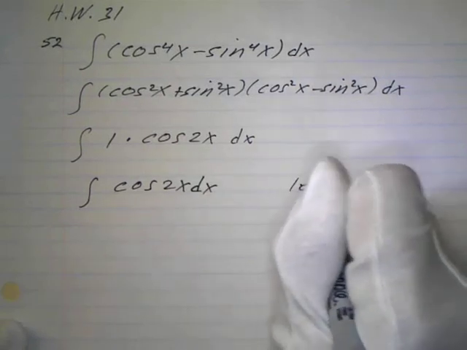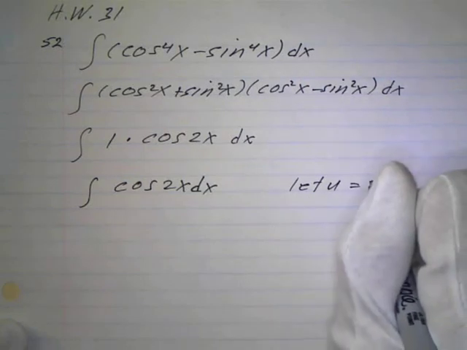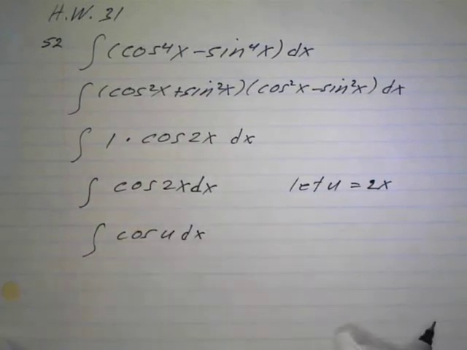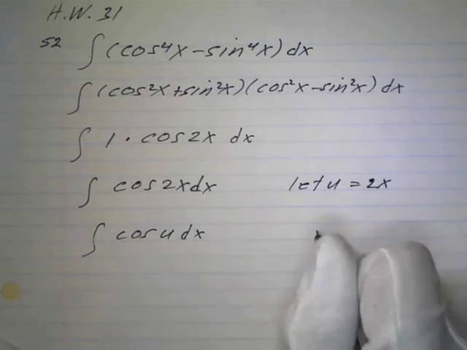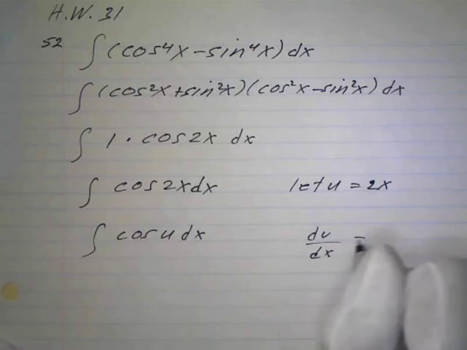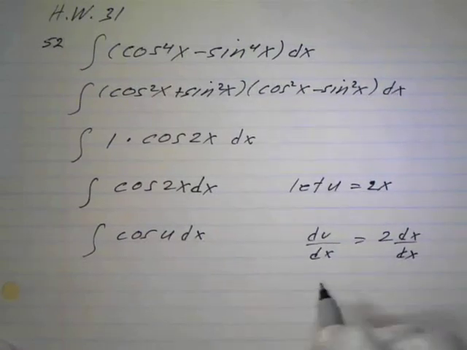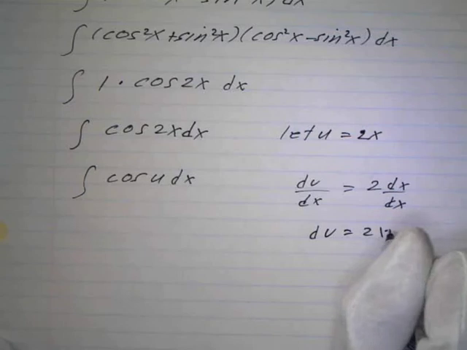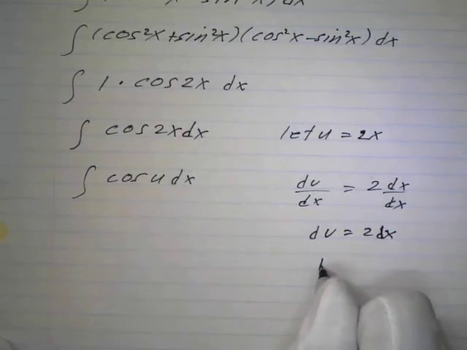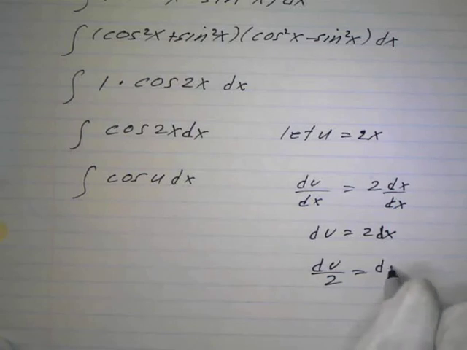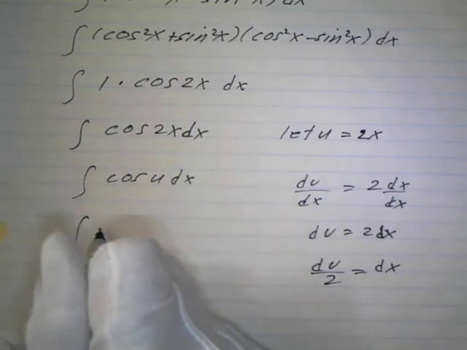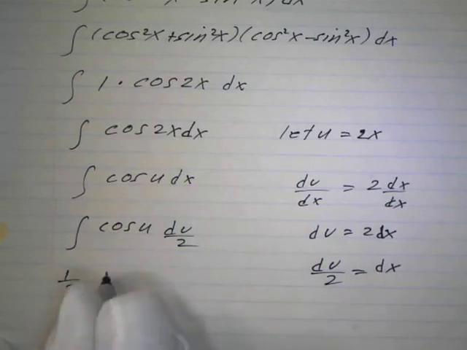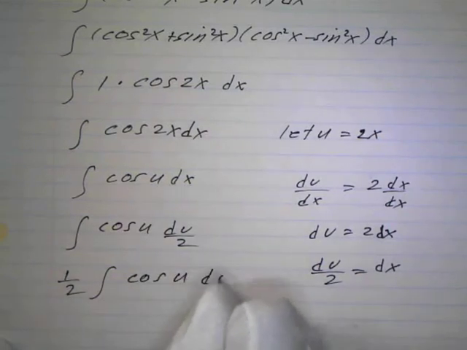So we'll let u equal 2x. So we've got the integral of the cosine of u dx. And then we've got to match these variables up. So we'll let du/dx equal 2, so du equals 2 dx. So du over 2 equals dx. And I've got a match here, so now I have the integral of cosine of u times du over 2. Bring that 2 out, so it's 1/2 the integral of the cosine of u du.